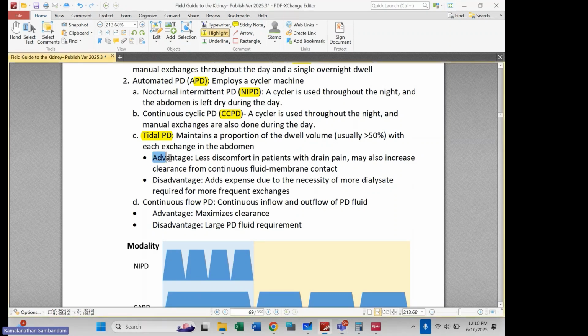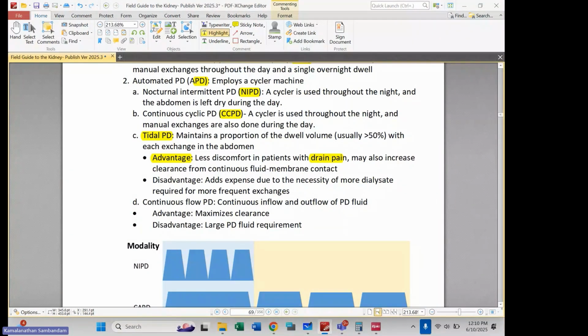Why would we do tidal PD? The primary reason is addressing drain pain. Okay, some people, when they're fully drained, have this tugging sensation. It can radiate into the groin, feel like a kidney stone in essence, and leaving behind a certain volume will minimize that discomfort for those patients that experience that.